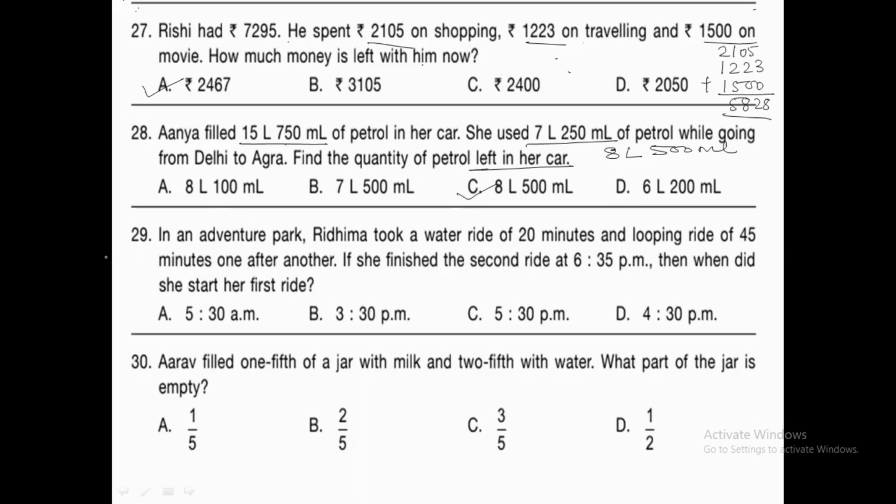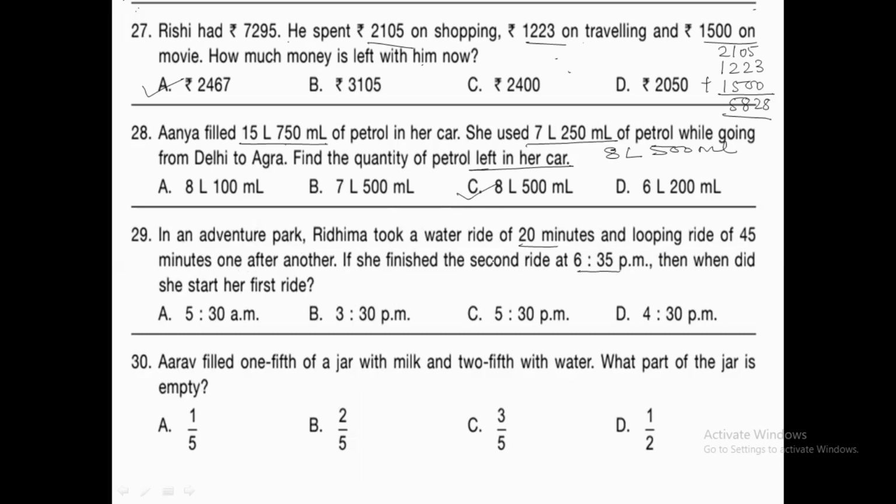So question number 29 is: in an adventure park, Ridhima took a water ride of 20 minutes and a looping ride of 45 minutes, one after another. First she took the water ride for 20 minutes, then she took 45 minutes of looping ride. Now she finished the second ride at 6:35 p.m. So at what time did she start her first ride? So we need to find the starting time. How are we going to find the starting time?